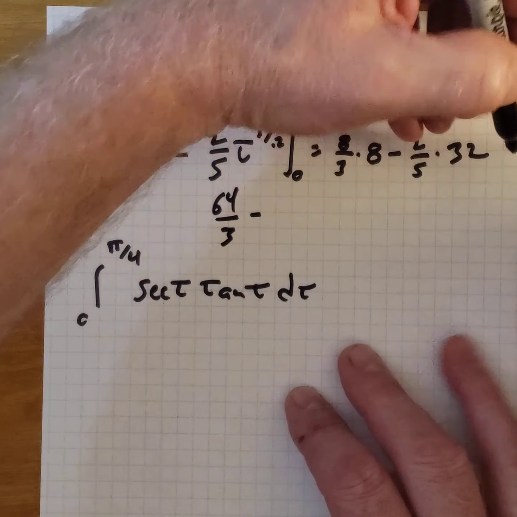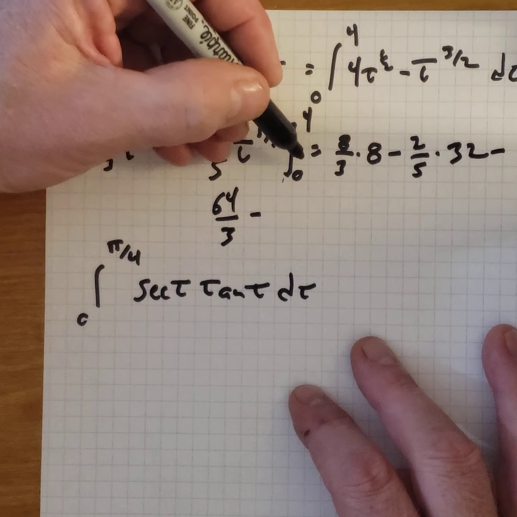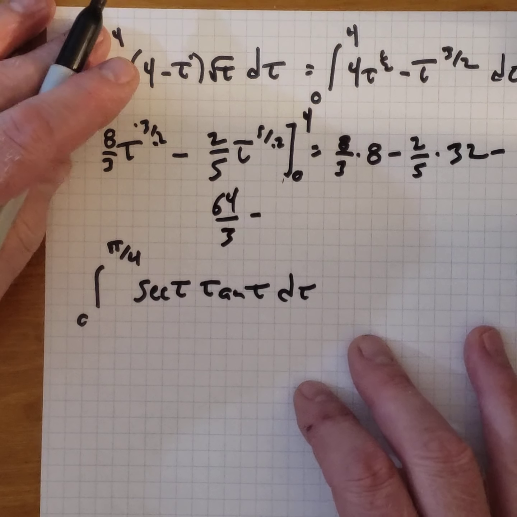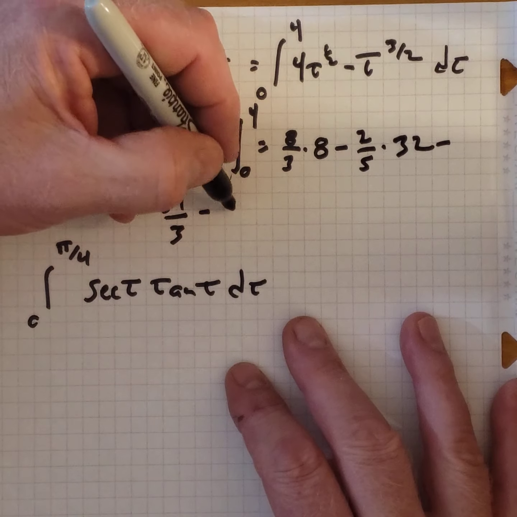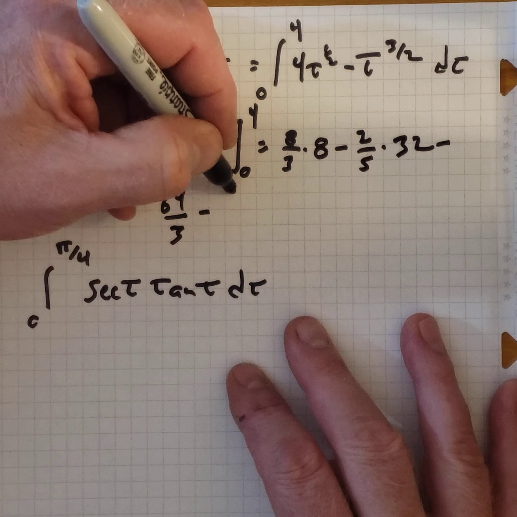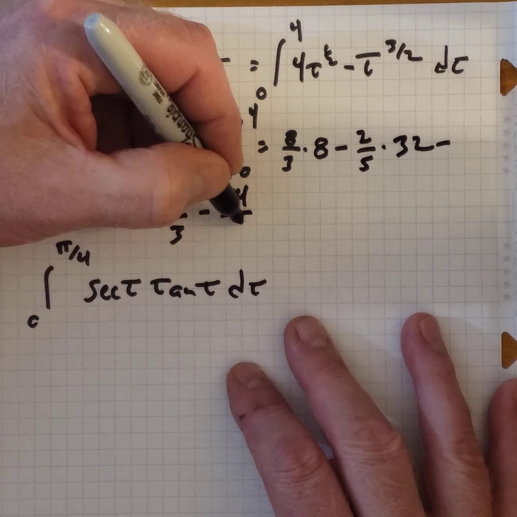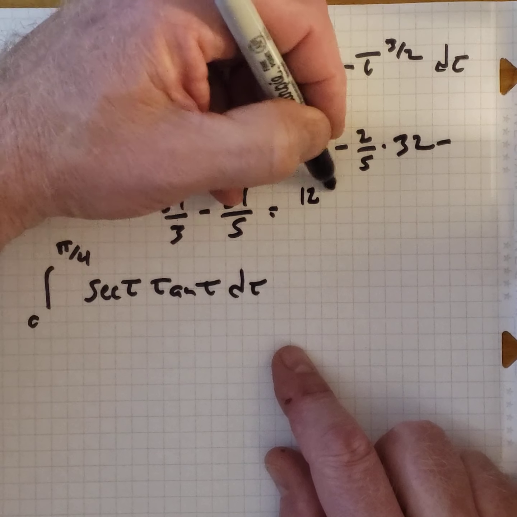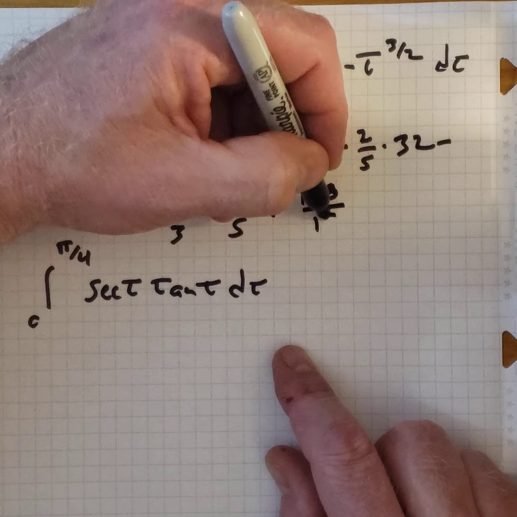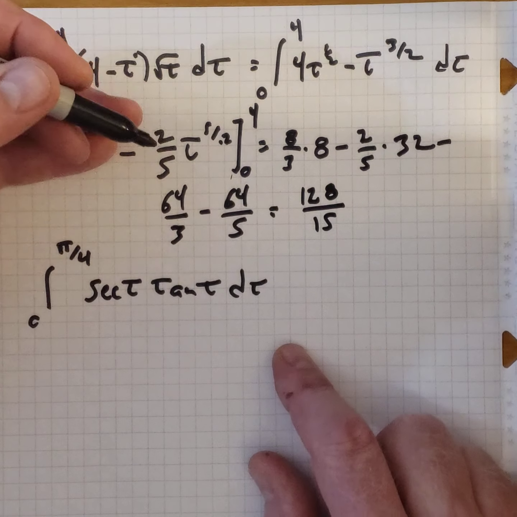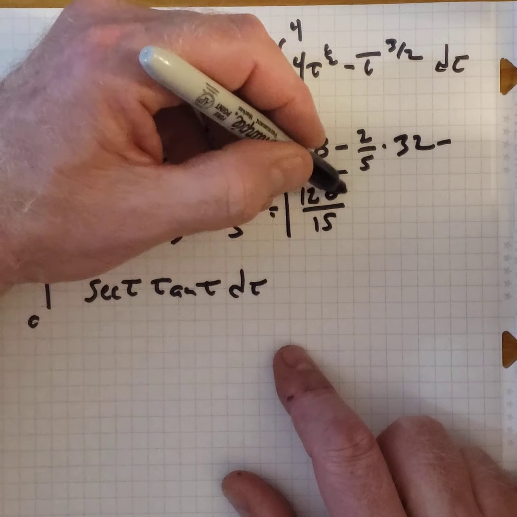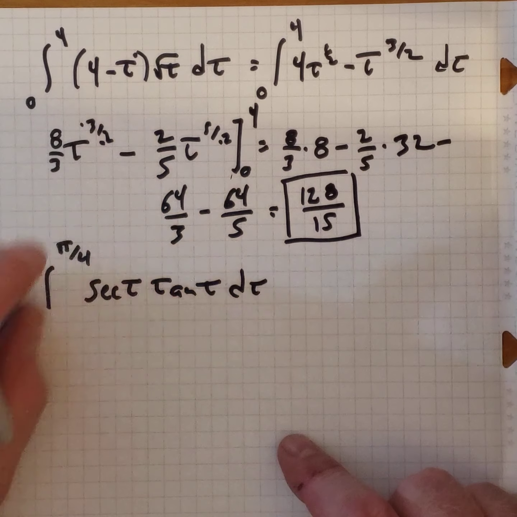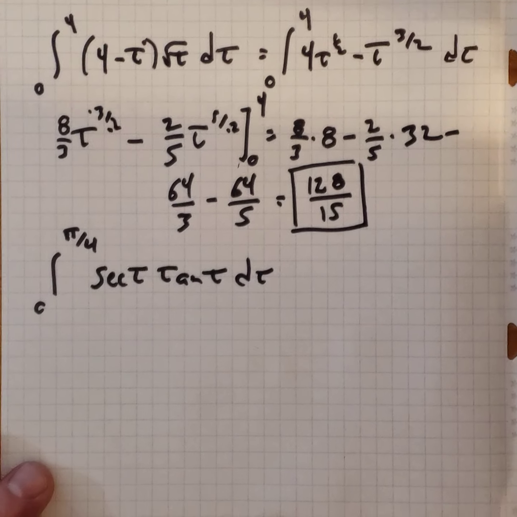64/3. Oh, sorry. We've got to plug in the 0 also, but this is one of those situations where plugging 0 in just gives us 0. So we get 64/3 minus 64/5, which is going to be 128 over 15. Right, get common denominator and subtract. Good to go. Figure out what that is as a decimal. Plug this stuff in the calculator and double check your work.